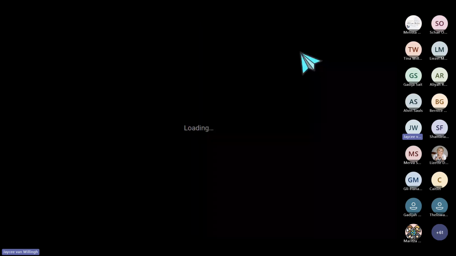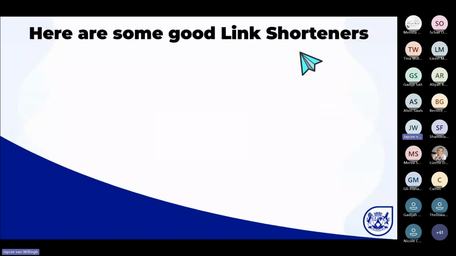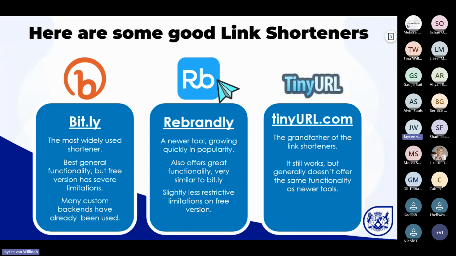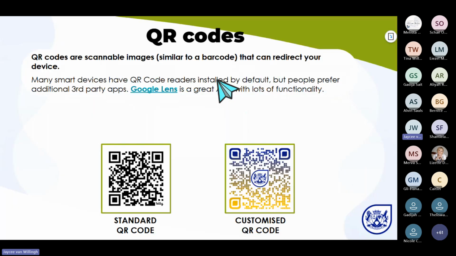Right, so as Ms. Bailey said, there's numerous ones that you could use for link shorteners. But these are the top three that we believe in. Bitly is now the taboo word, so we don't really speak about Bitly, even though we enjoy it. Rebrandly, it's a newer tool, it's growing in popularity, and then as Ms. Bailey says, Tiny URL is the grandfather of this whole thing.